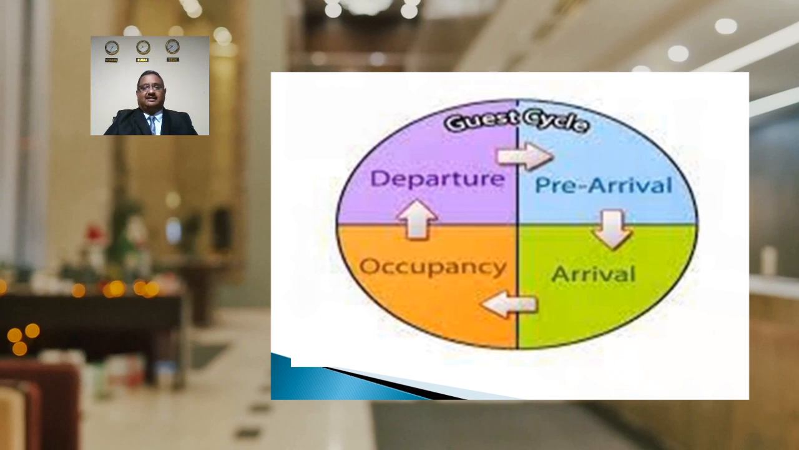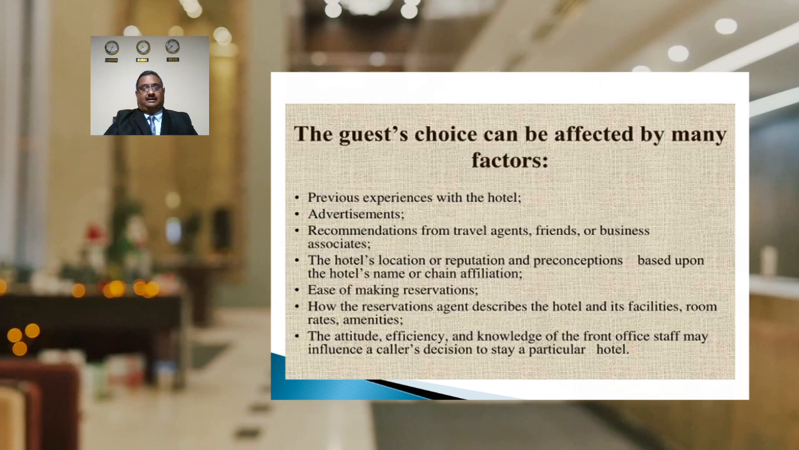During the pre-arrival stage, which is the first stage of the guest cycle, the guest interacts with the hotel before he arrives at the hotel. In this stage, the guest chooses the hotel, and the choice of the guest can be affected by many factors, which include advertisement, word of mouth, referral by friends and colleagues, location, travel agents, and many more.